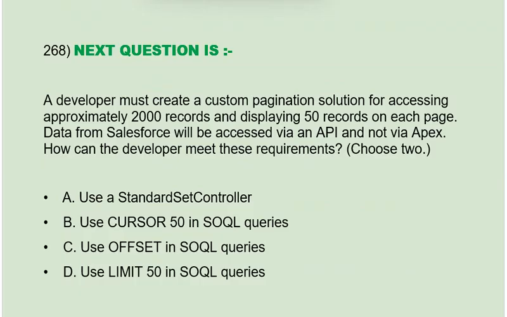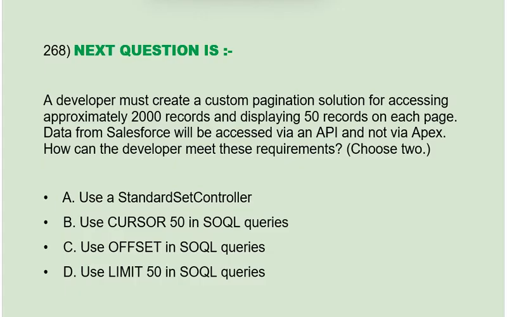Question: a developer must create a custom pagination solution for accessing approximately 2000 records and displaying 50 records on each page. Data from Salesforce will be accessed via an API and not via Apex. How can the developer meet these requirements?